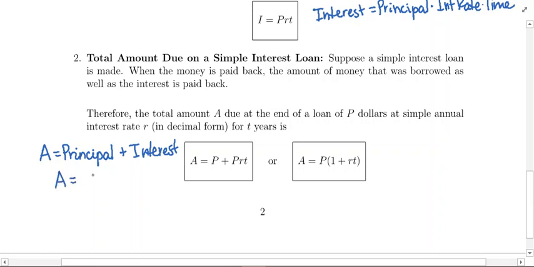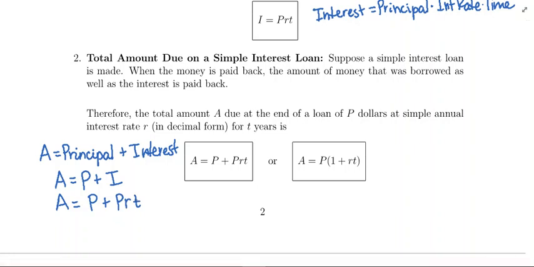So using variables, A is the total amount I pay back. That's going to be the principal P plus the interest I. If this is a simple interest loan, P is still the principal. We know to calculate the interest for a simple interest loan is P times R times T. P times R times T, that is how you calculate the interest for a simple interest loan only. And that, if you notice, is this box right here. So that's where that formula is coming from.